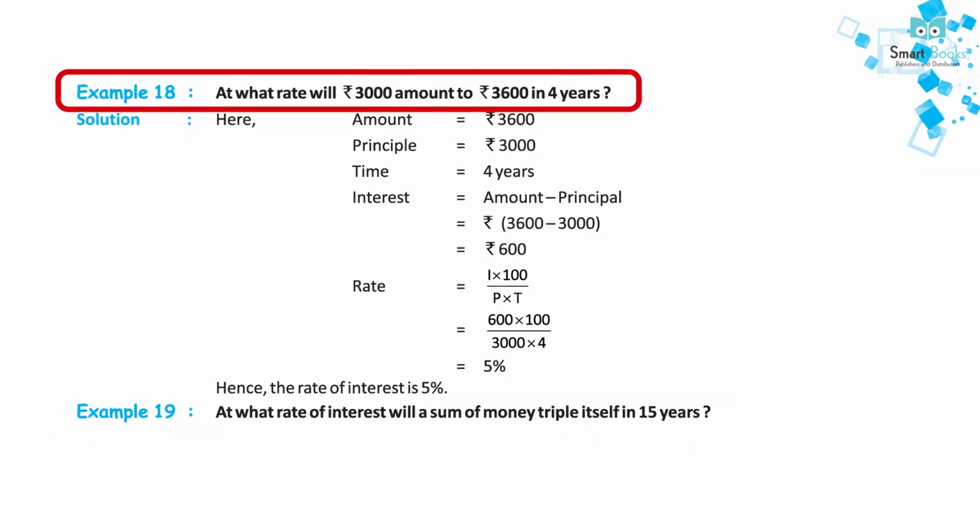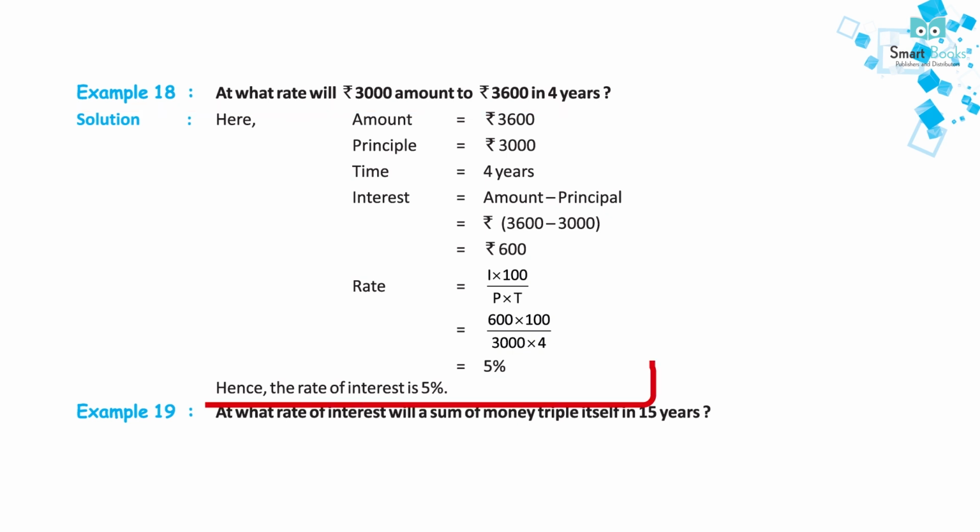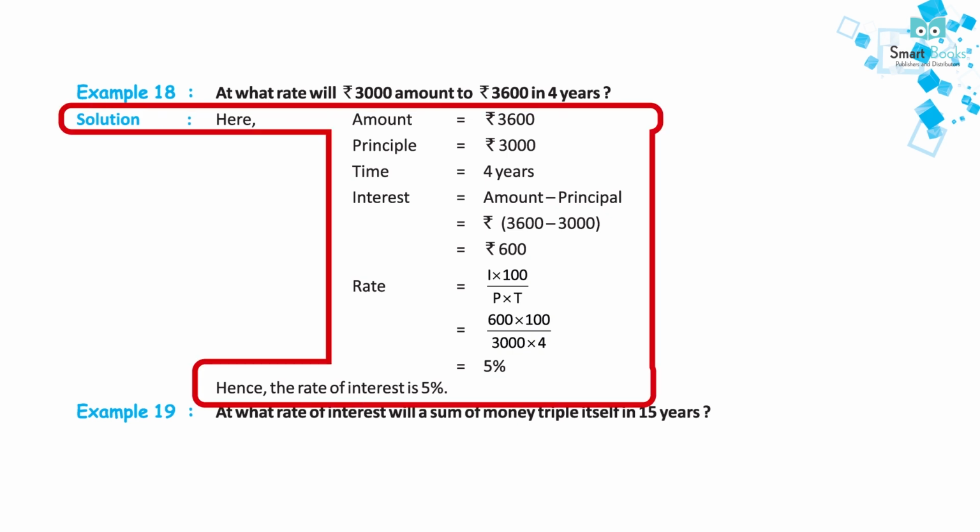Example 18. At what rate will rupees 3000 amount to rupees 3600 in 4 years? Solution. Here amount is equal to rupees 3600. Principal is equal to rupees 3000. Time is equal to 4 years. Interest.